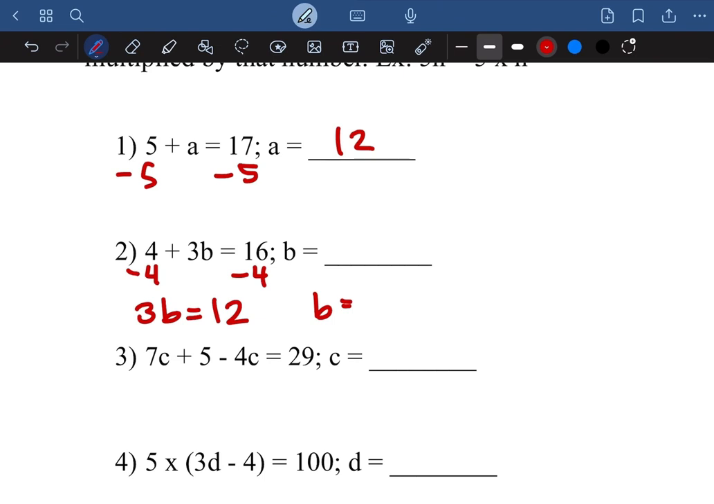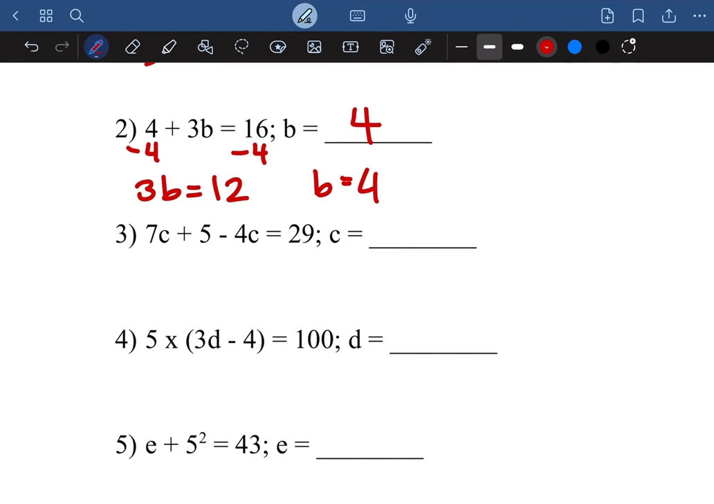12 divided by 3 is 4, so the answer for number 2 is b equals 4. Number 3. So here, first we add the like terms together.